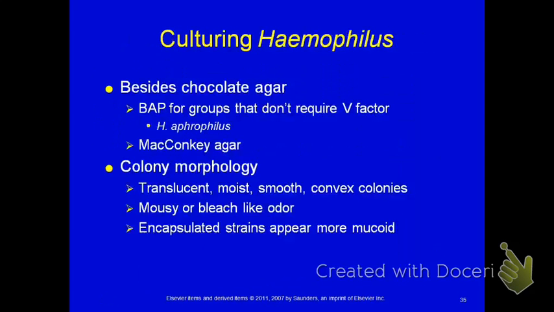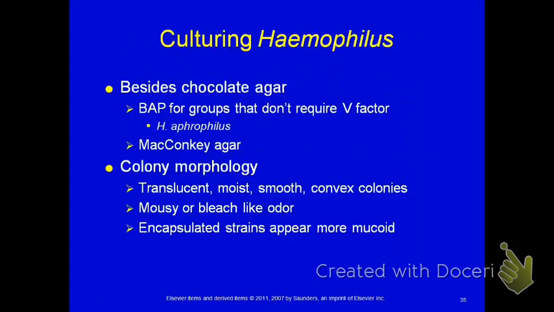Okay, so besides chocolate agar plate, blood agar plate would also be ideal, but you have to remember this would only be ideal for organisms that do not require V factor, such as Hemophilus aphrophilus. But if the organisms require V factor, then do not use blood agar plate; use chocolate agar plate instead. MacConkey agar, being for gram-negative organisms, Hemophilus could still grow there.